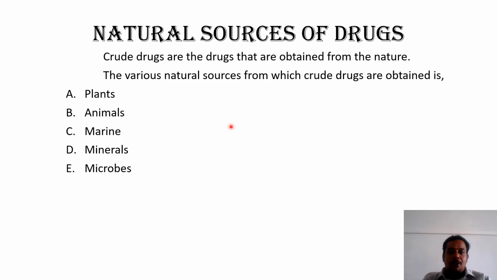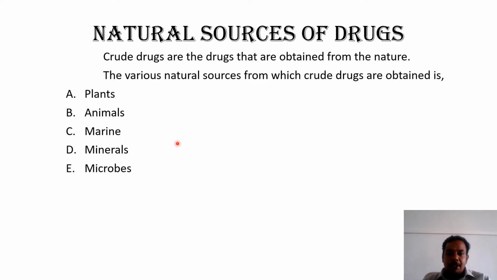So, as we all know, pharmacognosy is a subject that deals with the study of crude drugs, which are obtained from nature, right? So the next question will be, from where are we getting these drugs? What is the source from where we are getting these crude drugs? The answer is, we are obtaining crude drugs from 5 places, namely plants, animals, marine, minerals and microbes. So these 5 are the natural sources of crude drugs.